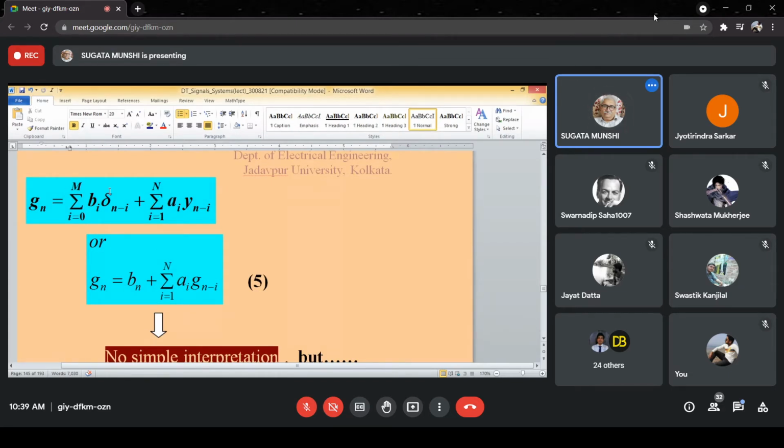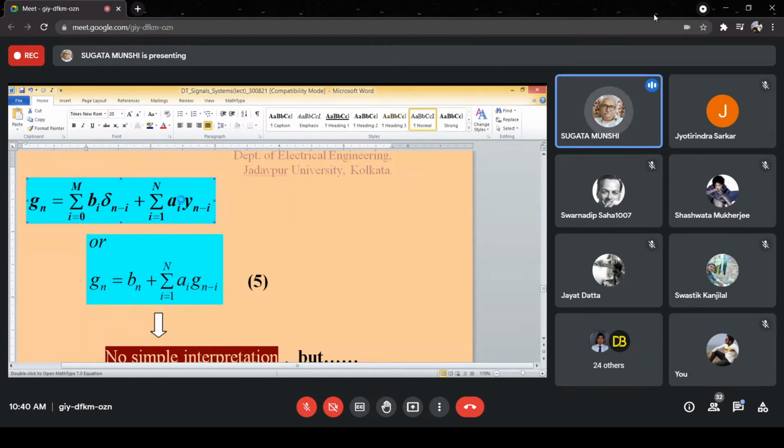Now, in the summation of b_i delta[n minus i], you know that for i not equal to n, delta[n minus i] will be 0. Only for i equal to n, delta[n minus i] will have a value of 1. So in this summation, only the term b_n will be there. All other terms will be 0. But the second term is here. All right, here there is a mistake. It shouldn't be y[n minus i]. It should be a_i g[n minus i]. Just let me correct it.